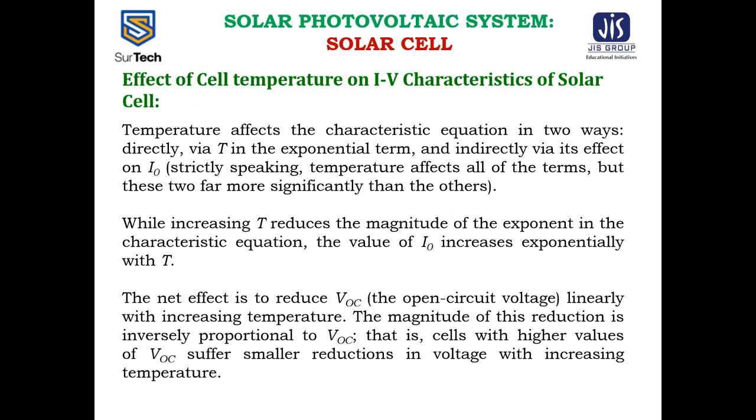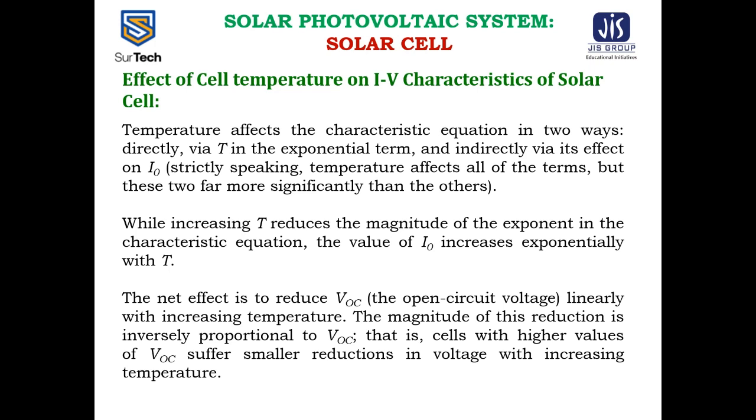Now the effect of cell temperature on the IV characteristics of the solar cell. Temperature affects the characteristics equation in two ways: directly via the temperature T in the exponential term, and indirectly via its effect on the I0. The temperature affects all of the terms, but these two far more significantly than the others.